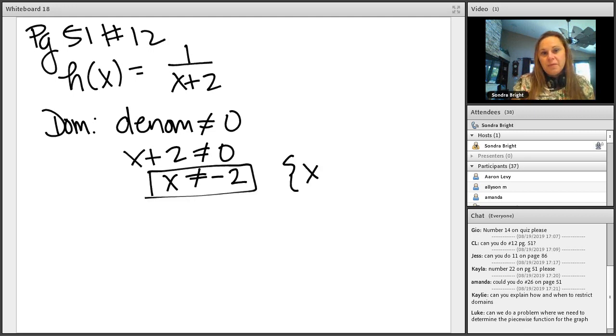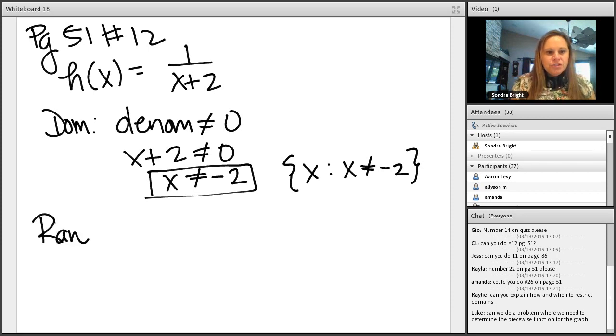Your teacher may require you to be writing x such that x cannot equal -2. I don't think anyone is doing interval notation yet. That's your domain. There's no radical, so it's just the whole denominator dividing by 0. You've got to avoid that.